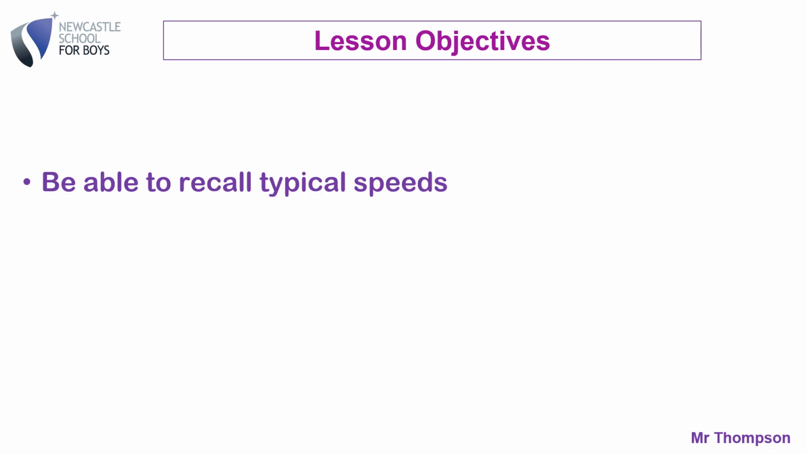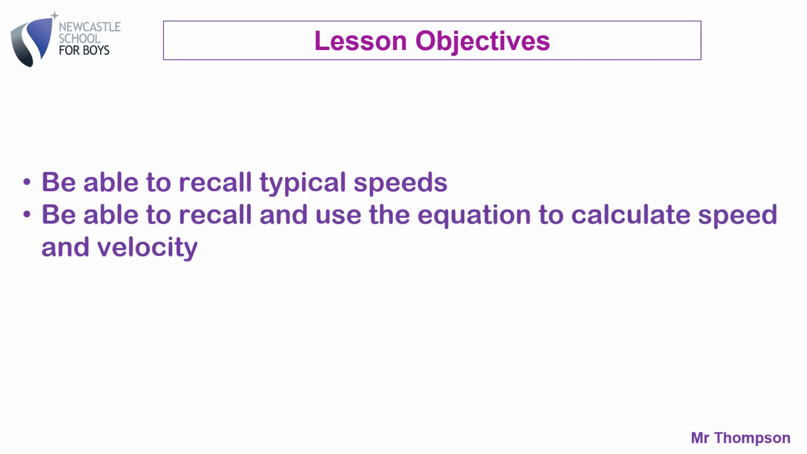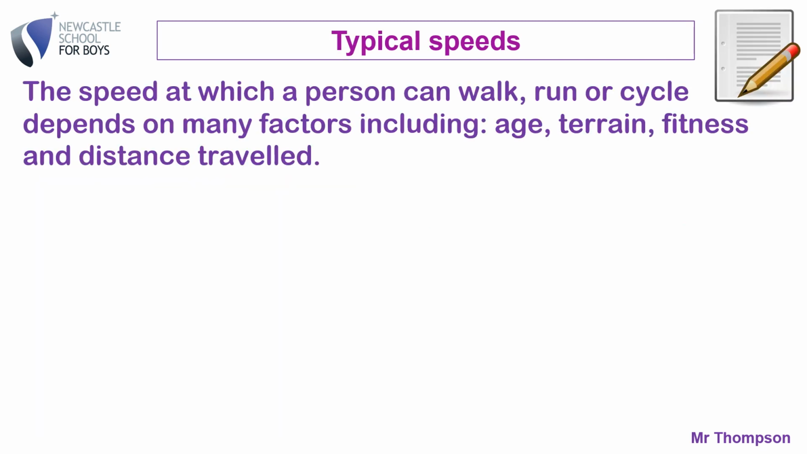Okay, back to the lesson objectives, 2 more. Be able to recall typical speeds and be able to recall and use the equation on speed and velocity. So in your books, you can write down, you need to know this, it's been on many exams, you need to be able to recall typical speeds of walking, running, cycling. And it can depend on factors. You can go faster or slower depending on your age, terrain, fitness and distance traveled.